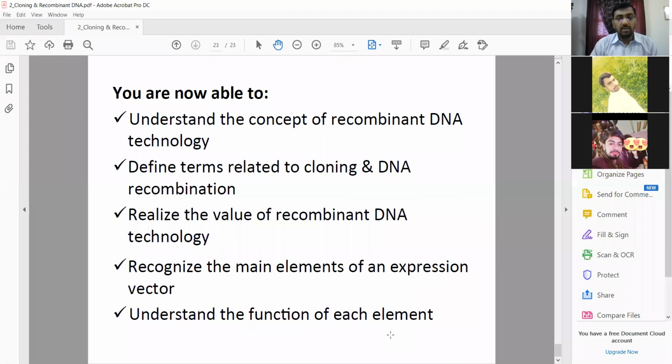So to end with, in this presentation or lecture, we have understood the basic concepts and terminologies of cloning and recombinant DNA technology. We have realized the importance by discussing different examples of insulin and growth hormone, and how recombinant DNA technology helps us to generate these biopharmaceuticals. And we also recognized the function of expression vectors and the different elements present within them, and how they help in expressing the transgene.